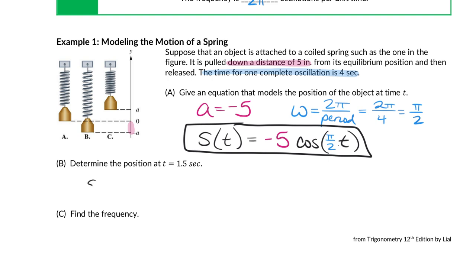That means we are asking you to determine S of 1.5, which is really just saying, hey, plug 1.5 into this equation. That's a time, so I put it where t goes. Those of you who did grab your calculator, please make sure, first of all, your calculator is in radian mode, since this motion is in radians. And let's go ahead and see what -5 times the cosine of pi over 2 times 1.5 would give me.